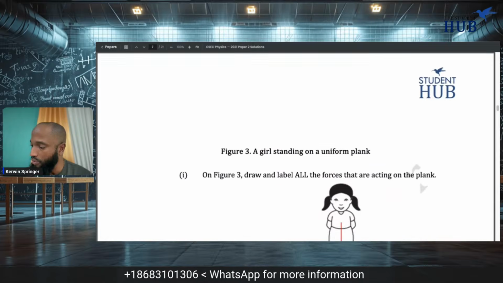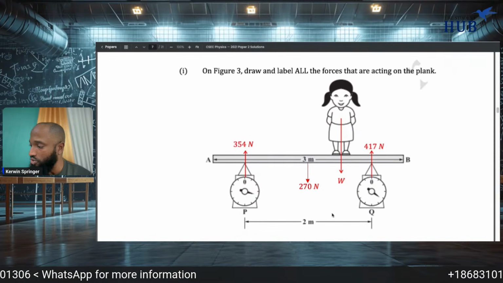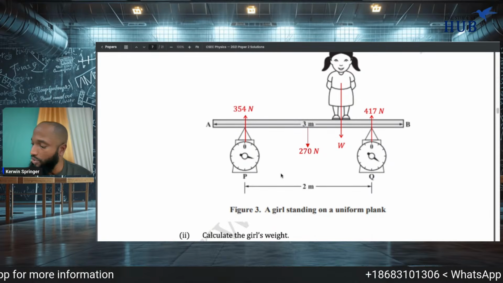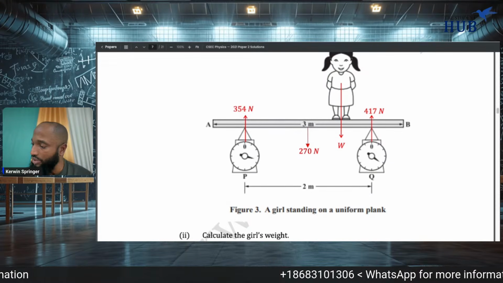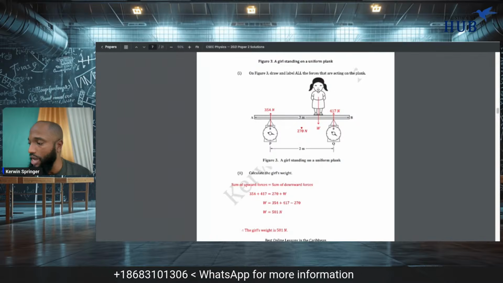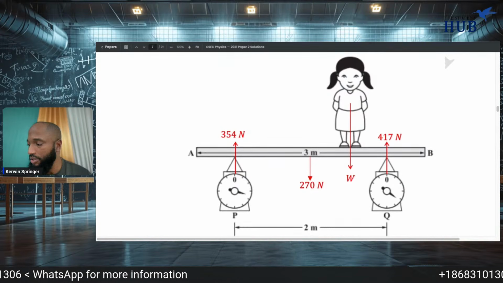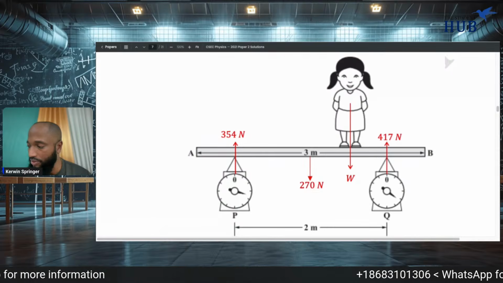And now we need to work out. So I drew everything. They wanted us to draw the forces. I drew it for you. They wanted us to calculate the girl's weight. Let's go, YouTube, and calculate this weight.